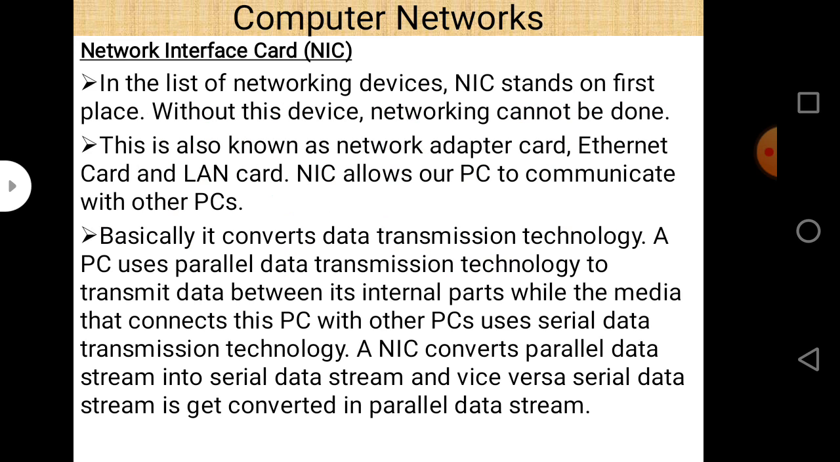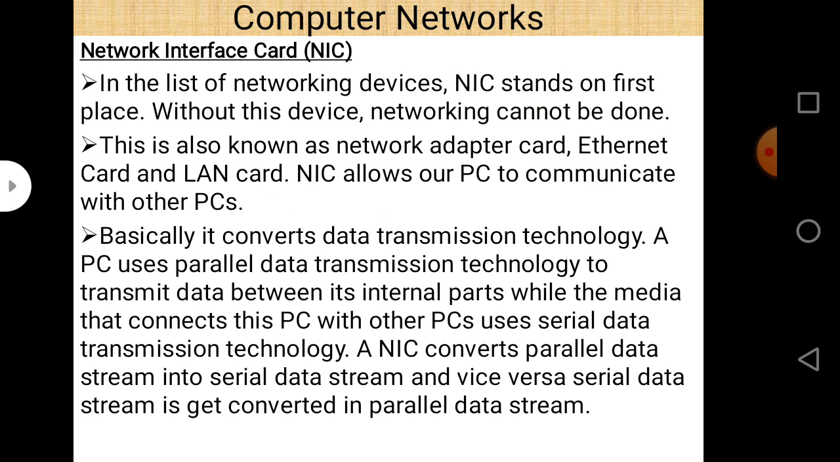NIC allows our PC to communicate with other PCs. If we want to communicate with another PC in networking, we use a NIC card. Without a NIC card, networking is not possible. Basically, it converts data transmission technology. A PC uses parallel data transmission technology to transmit data between its internal parts, while the media that connects this PC with other PCs use serial data transmission technology. NIC converts parallel data stream to serial data stream, and vice versa. Serial data stream gets converted to parallel data streams.